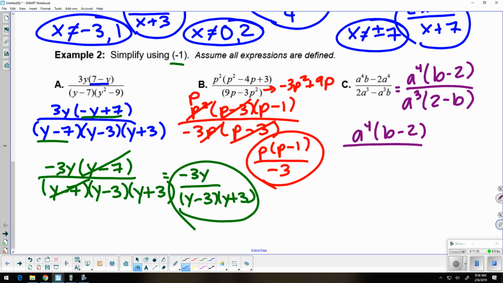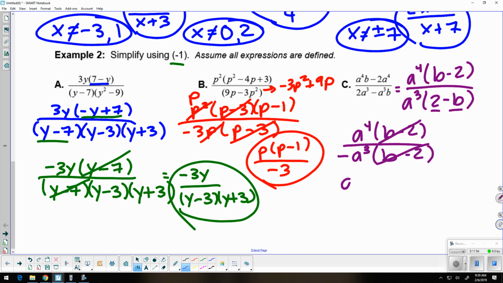But in my denominator, I'm going to go ahead and take out a negative 1 from both of these terms. So now I'd have negative a cubed. And when I take out that negative 1, I now have a positive b, but a negative 2. Okay, I also obviously switched it around too. So now they are perfect matches, those two binomials. So I'm going to go ahead and cancel those down.